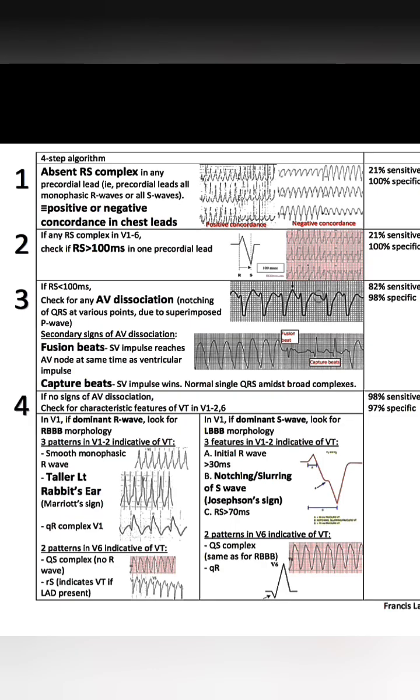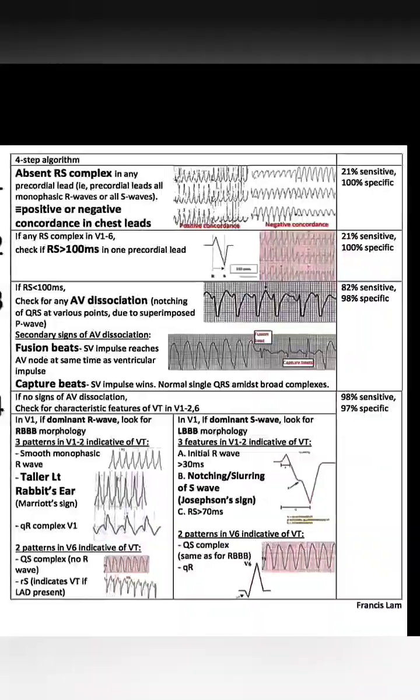Brugada algorithm is a four-step algorithm. First, absent RS complex in any precordial lead, that is precordial leads all monophasic R waves or all S waves. They are positive or negative concordance in chest leads, so this is 21% sensitive and 100% specific for VT. If any RS complex is in V1 to V6, check if R to S more than 100 milliseconds in one precordial lead, this is VT.